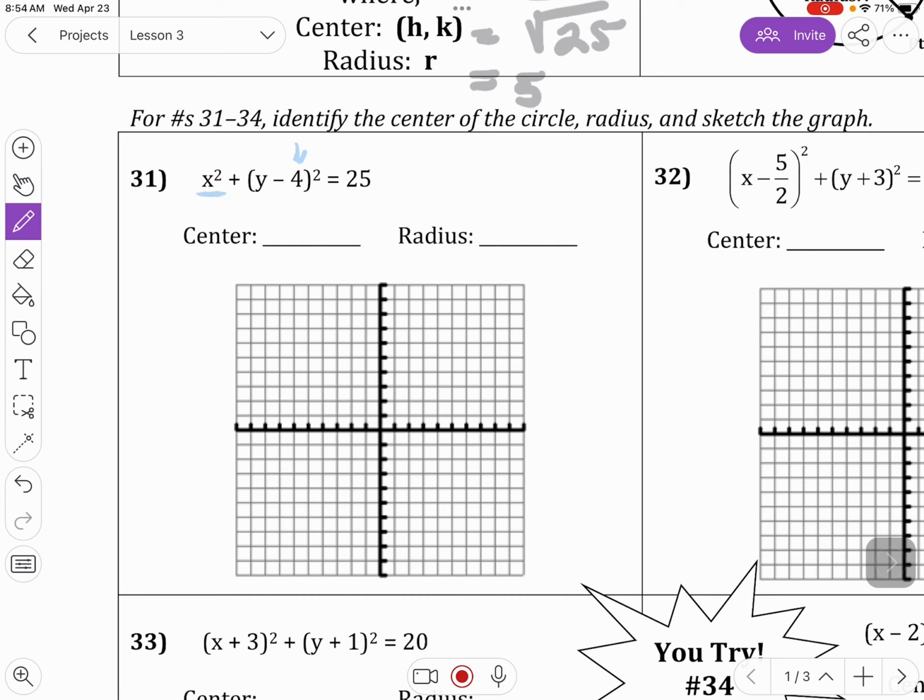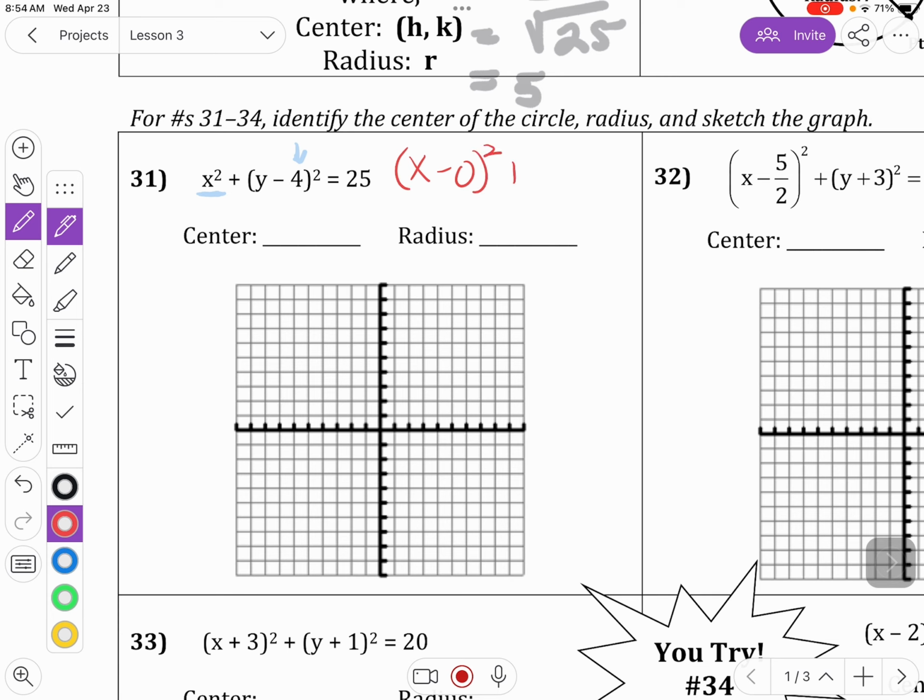So let me rewrite this equation for a moment in a different way. Let me write x minus 0 squared plus y minus 4 squared equals 25. All right, so the HK value, the center, is actually 0 and 4, not negative 4. 0 and 4 is the center. So let's find that. 0 is right here on the x-axis, and then I just go up 4. 1, 2, 3, 4, and plot. So this is my center. That's the center of the circle.